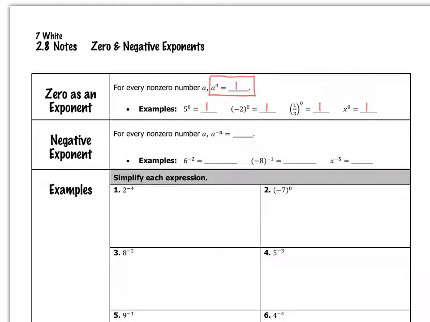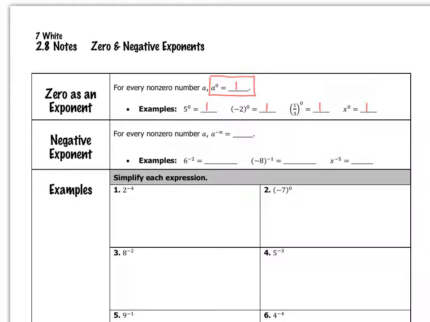It's a pretty simple rule to remember. We'll explain in class why that's the case, but for right now, just for this video, just accept it for what it is. Anything to the 0 power is equal to 1. So that's rule number 1.